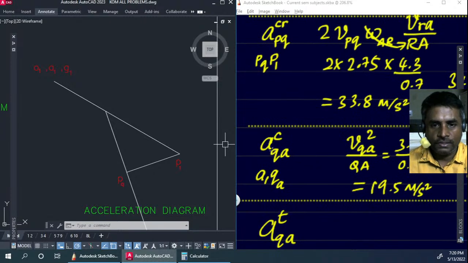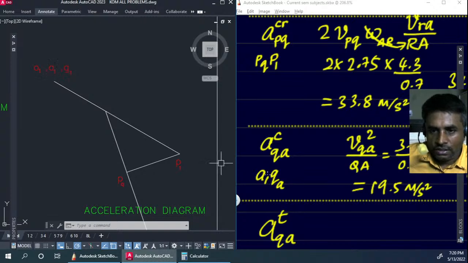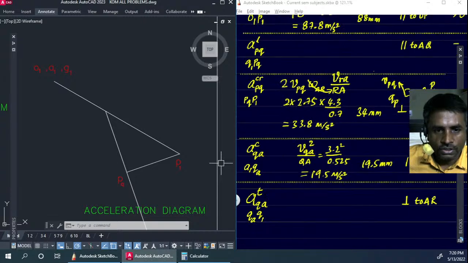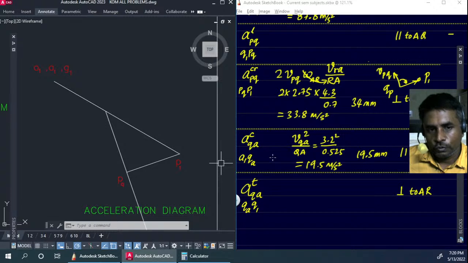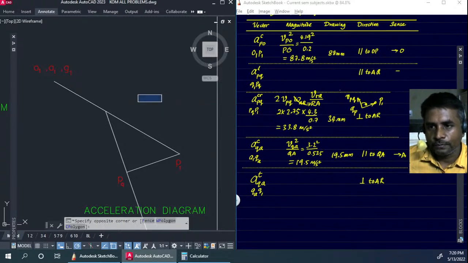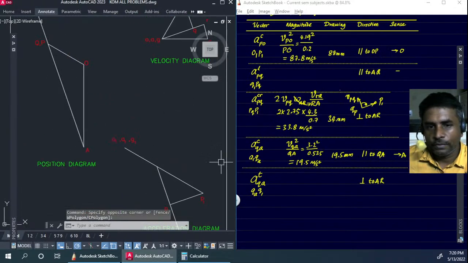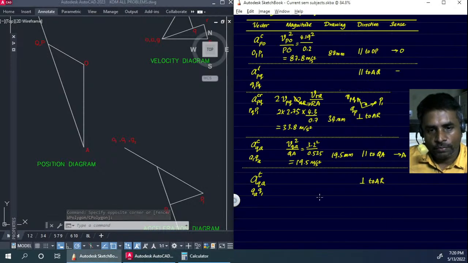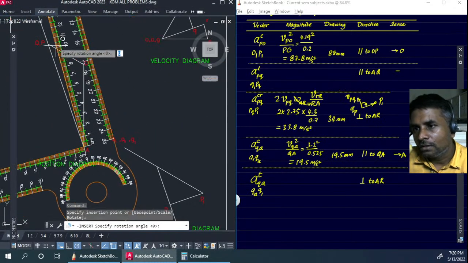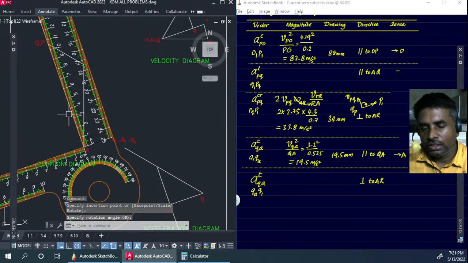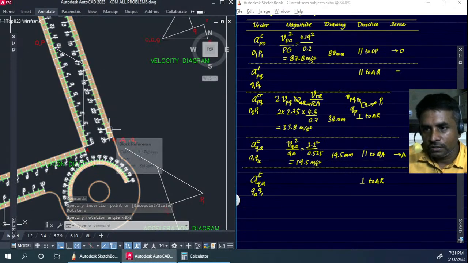So we have found the centripetal acceleration of Q with respect to A. We have to start at A1, the point is defined, and go to some point QA. We know the length, direction and sense, so everything is known for this. So it's got to be towards A, coming towards A, and parallel to QA. So this is the direction we need. I'm going to keep it parallel here, and it's got to be coming towards this point.